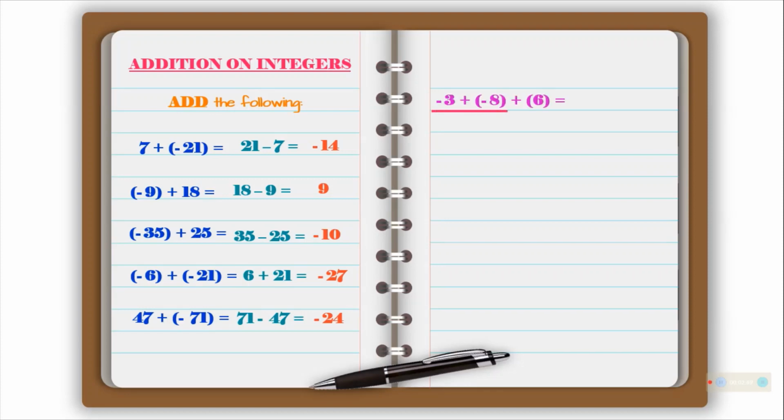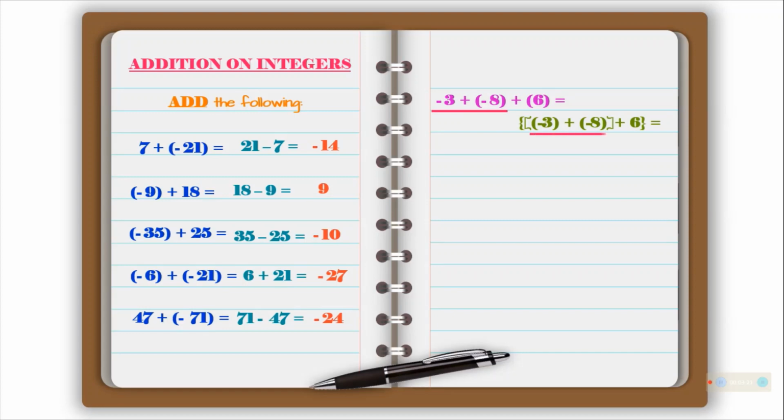How about this one? Negative 3 plus negative 8 plus 6 is equal to what? We will do first the two integers. Since pareha sila ng sign, we will add. So, negative 3 plus negative 8, or 8 plus 3, is equal to 11. Then, copy the sign, which is negative.